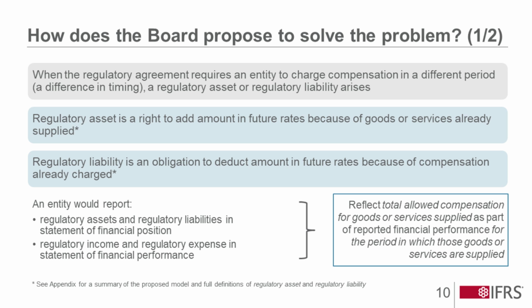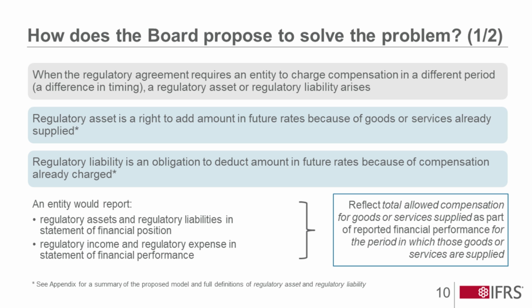If the regulatory agreement includes in the regulated rates charged compensation for goods or services to be supplied in the future, that difference in timing represents a regulatory liability. It is like receiving in advance part of the revenue related to goods or services that will be provided in the future. We will explain the definition in some more detail later in this webinar. But a key point for this proposal is that the board also concluded that regulatory assets and regulatory liabilities meet the definition of an asset and a liability in the conceptual framework for financial reporting.